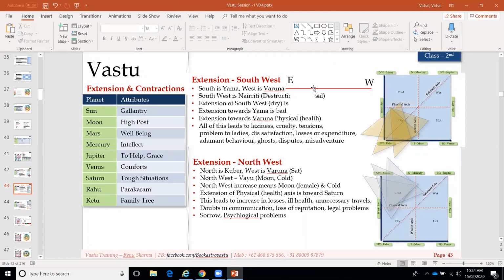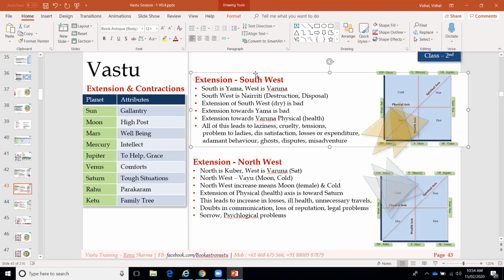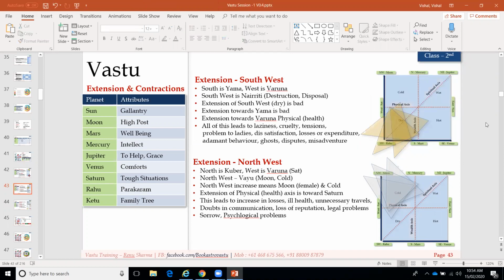Yeah, I'm getting it. It's also called missing corners, right? Correct. Missing corners is contraction. Missing corners or cut corners? Yeah, cut is another one. Cut is also called contraction. Okay. Because in Feng Shui, I know a bit, they are very, very particular about cutting corners and missing corners. That's correct.